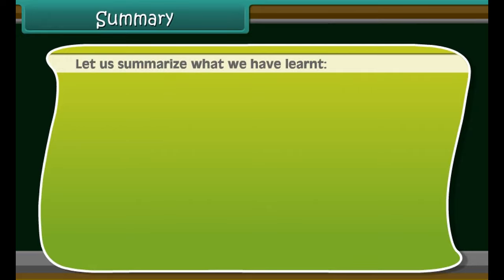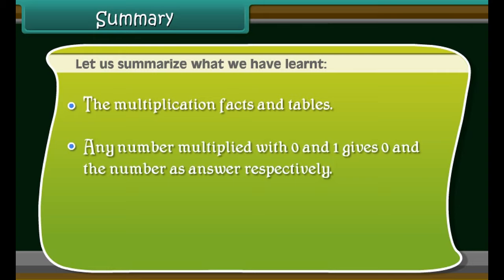Summary. Let us summarize what we have learned. The multiplication facts and tables. Any number multiplied with 0 and 1 gives 0 and the number as answer respectively.